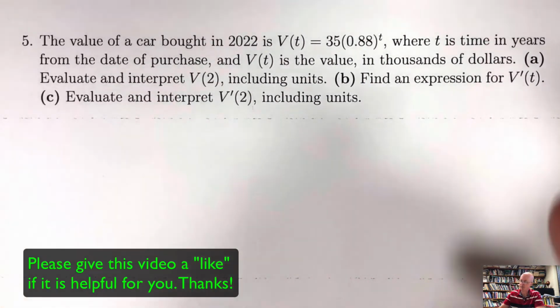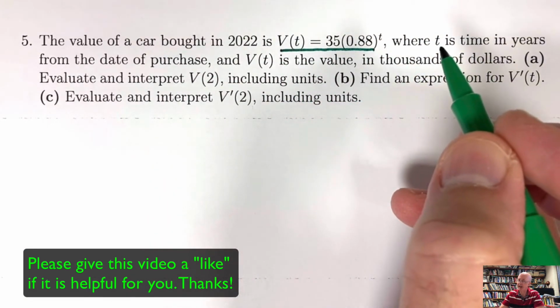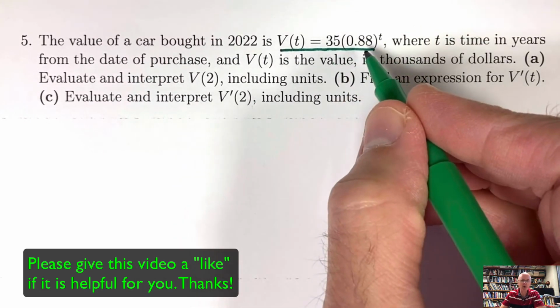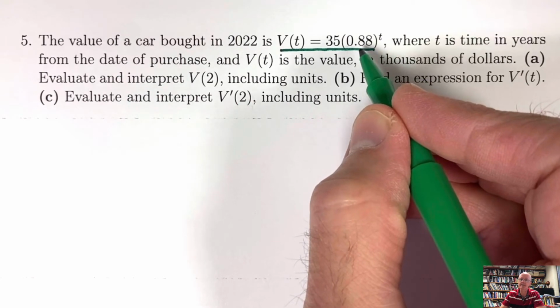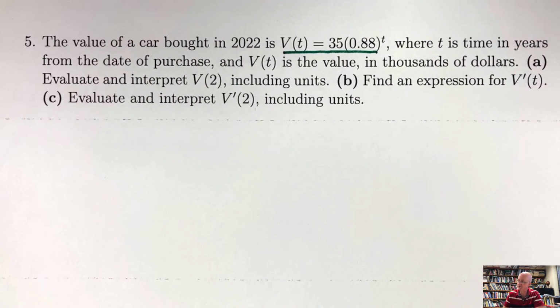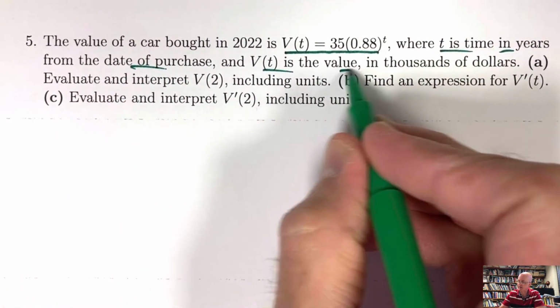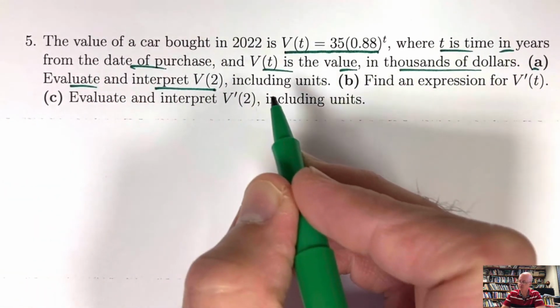The value of a car bought in 2022 is given by this exponential decay function, V of t equals 35 times 0.88 to the t. The fact that this number is between 0 and 1 means this is exponential decay. The derivative is going to be negative in value. T is time in years from the date of the purchase, and V of t is the value in thousands of dollars. Part A says, evaluate and interpret V of 2, including units.